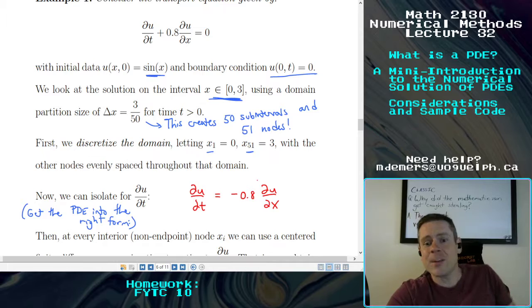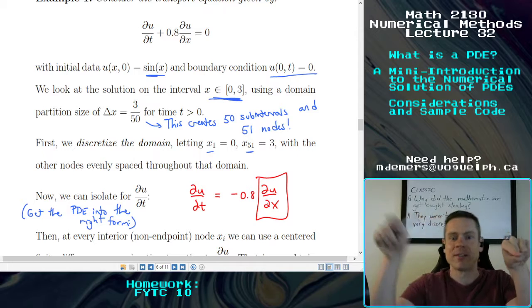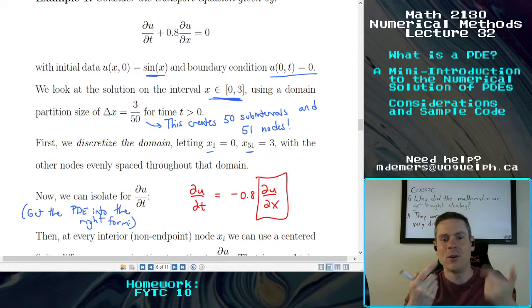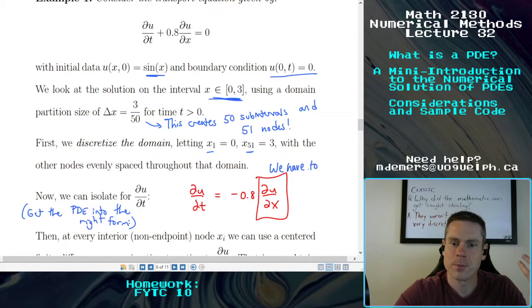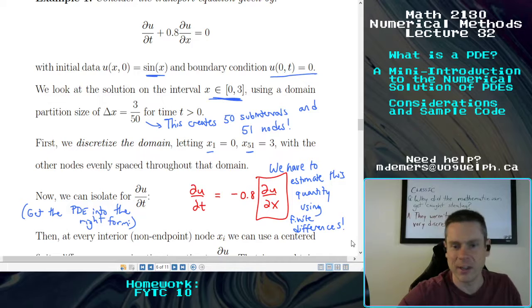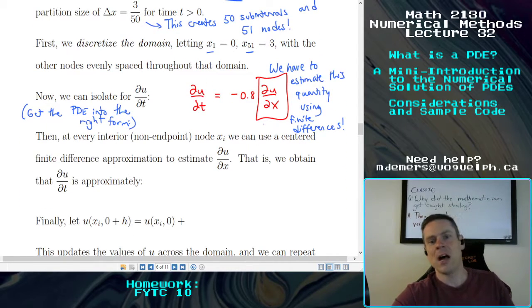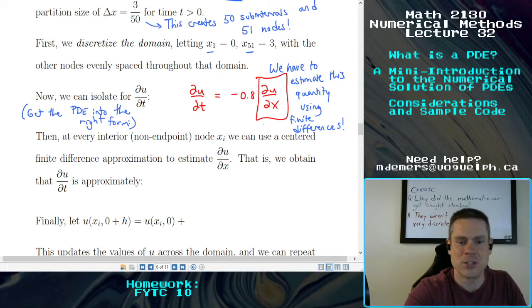Okay, we talked about this thing and how it's complicated, right? If all I have is a finite collection of data points, how do I know what du/dx is? We don't know what that is. We have to estimate it. That's what I was talking about before. So we have to estimate this quantity using finite differences. And we talked about that stuff a few weeks ago. In fact, you did a test on it, and you rocked it. So that's the thing, right? I need to replace that du/dx by some sort of difference approximation.